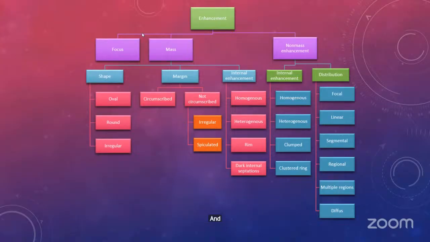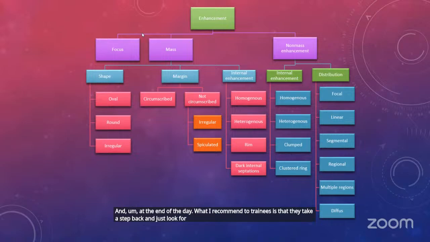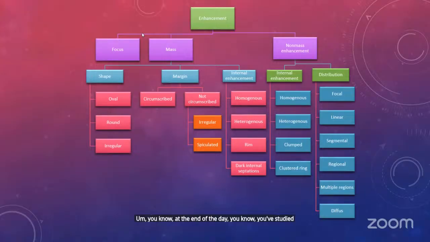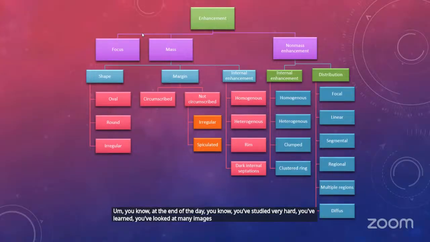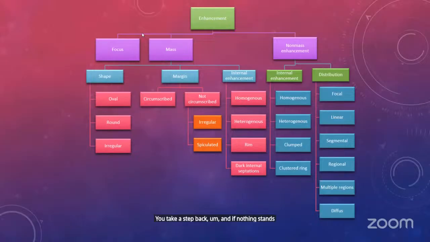And at the end of the day, what I recommend to trainees is that they take a step back and just look for things that stand out to them. You've studied very hard. You've looked at many images. Your intuition, or just one neuron in your brain firing, hey, this area doesn't look great to me, that's worth something, and you just gotta think through every area that stands out to you. When you look at that MIP, you take a step back, and if nothing stands out to you, that means that you might just be dealing with background parenchymal enhancement.